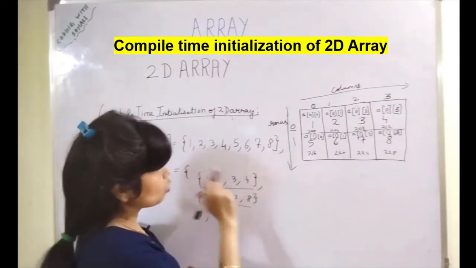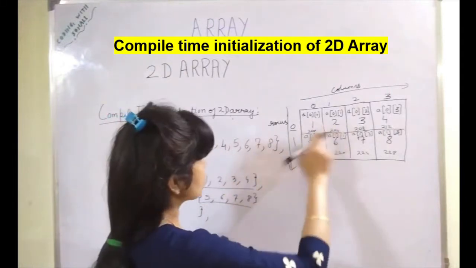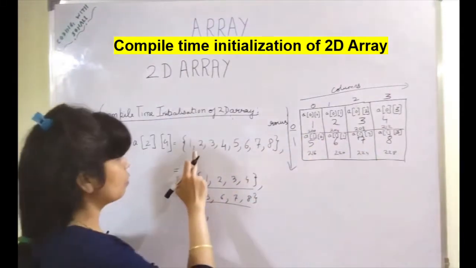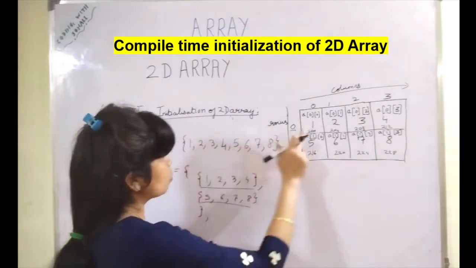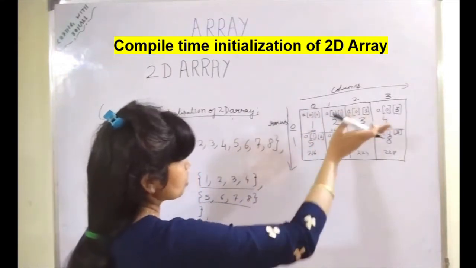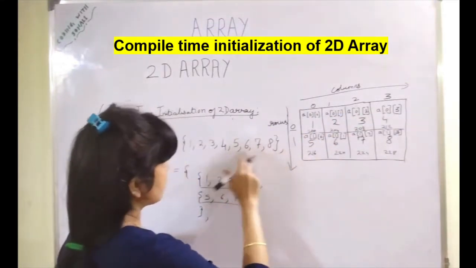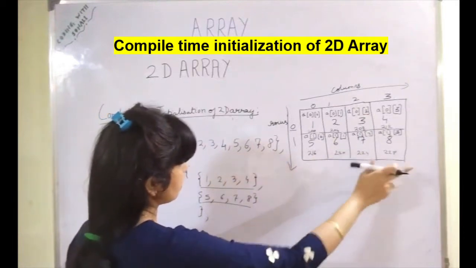And how is it stored? It is stored in contiguous memory locations. So row wise the elements will be filled. You can see here, row wise if we fill, 1, 2, 3, 4, this 0th row is filled, then the next row is filled with the next elements 5, 6, 7 and 8.